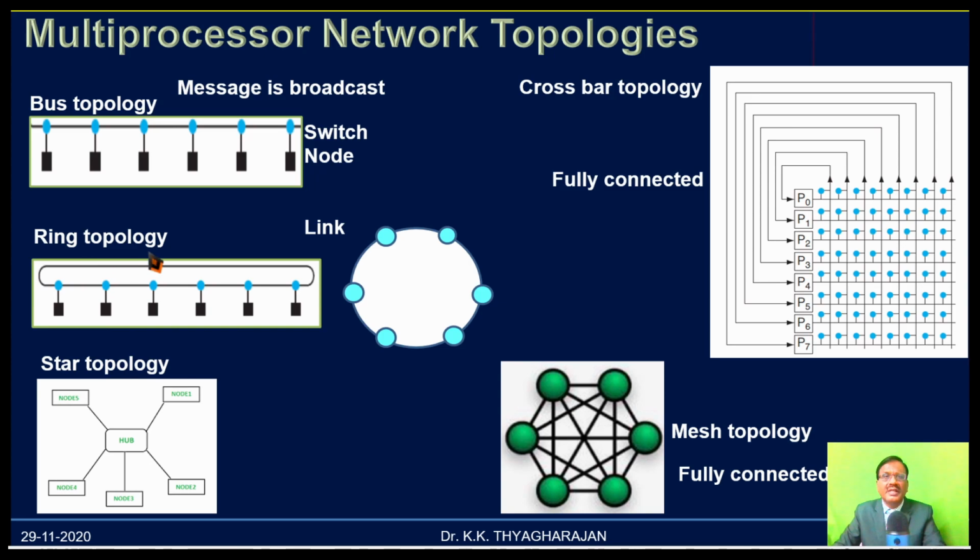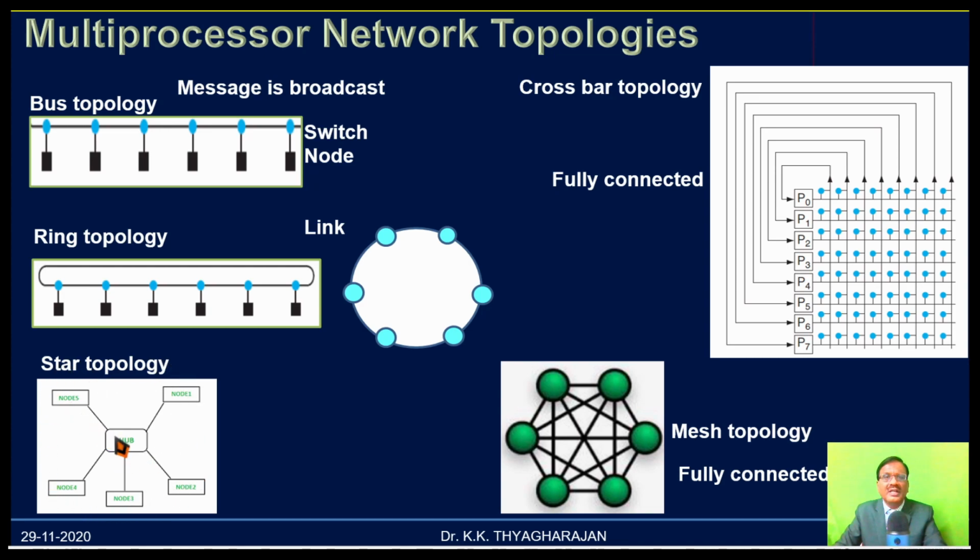So the next one is ring topology. Here the message will be passing through a circular path. You can easily understand if you draw the topology like this. The same thing is drawn like this. So the blue circles are switches. You can connect a node to each switch. Then the third one is star topology. Here all the nodes will be connected to a central hub.